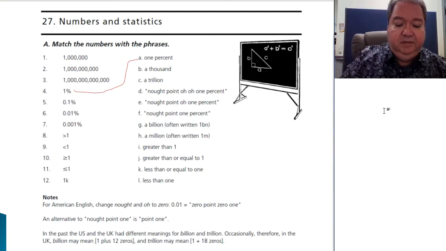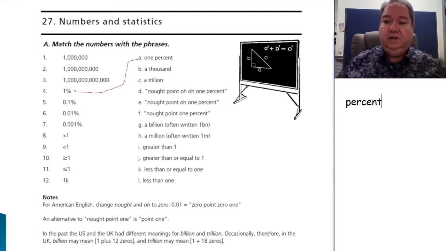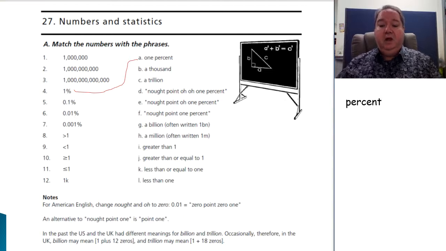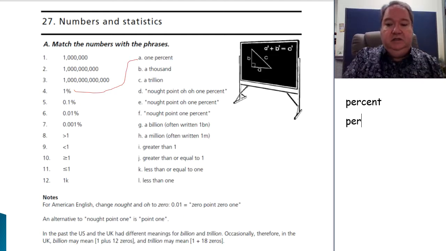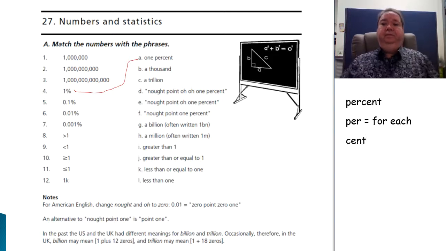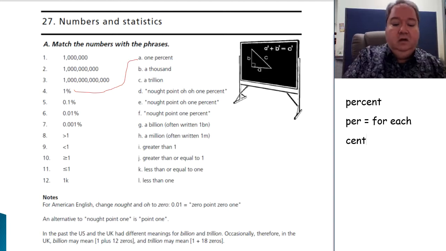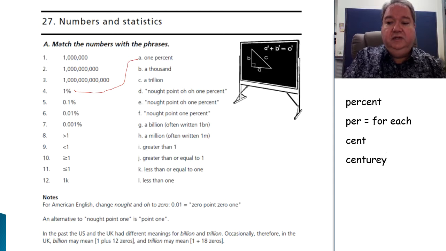What does percent mean? What does that word actually mean, percent? Per means like a part of something, or for each would be a good way to say that. So per is like for each amount. What about cent? What does that mean? What is a century? Century is 100 years. Okay.